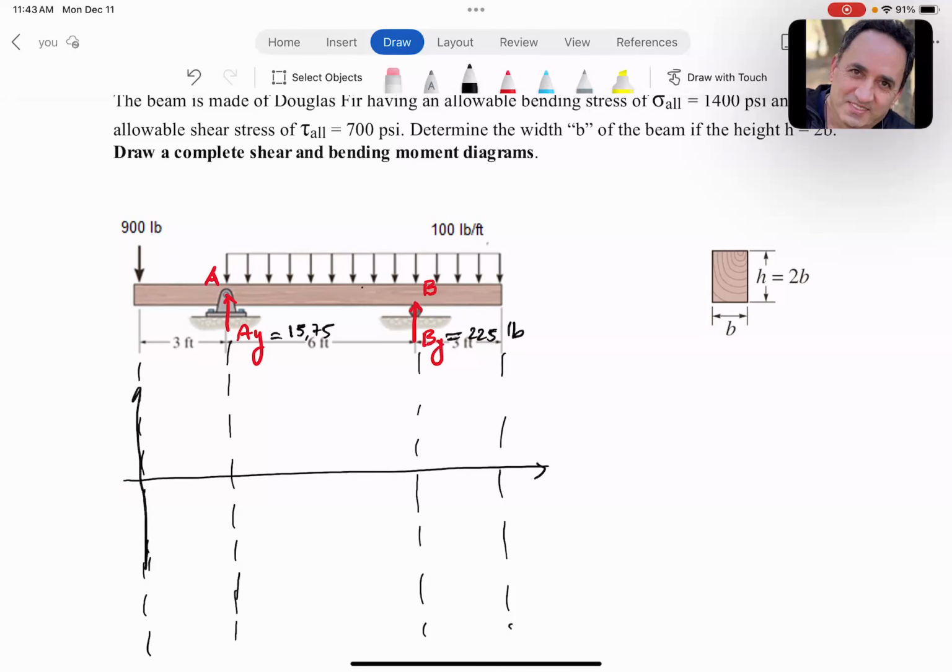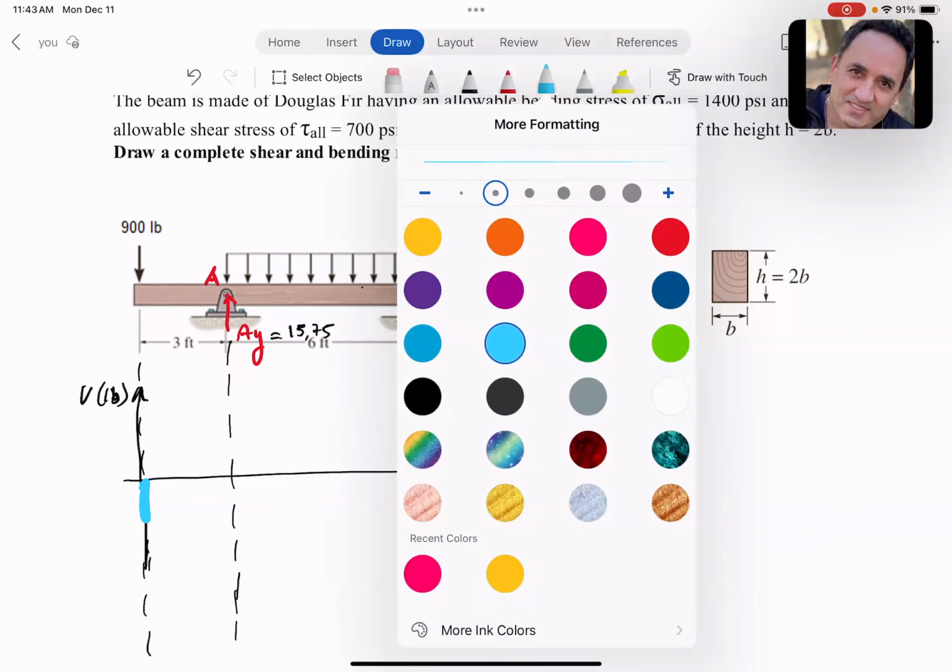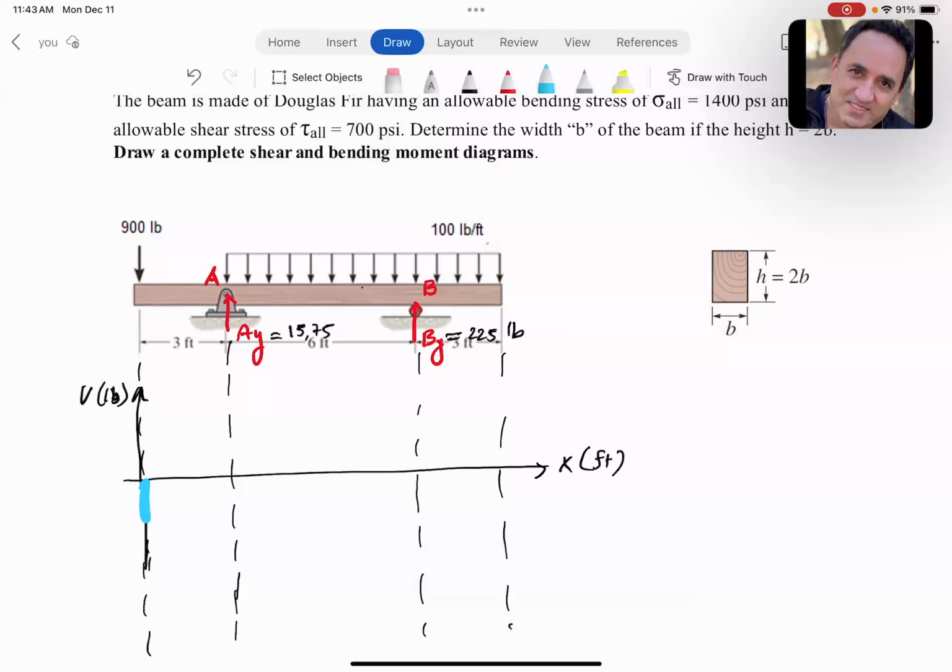So I'm going to draw the shear. I do need the value of the absolute maximum shear load for this problem. So you know you have to go down, 900. Let me just go a little bit further, because it looks like we do have a point load. So let's call this minus 900.